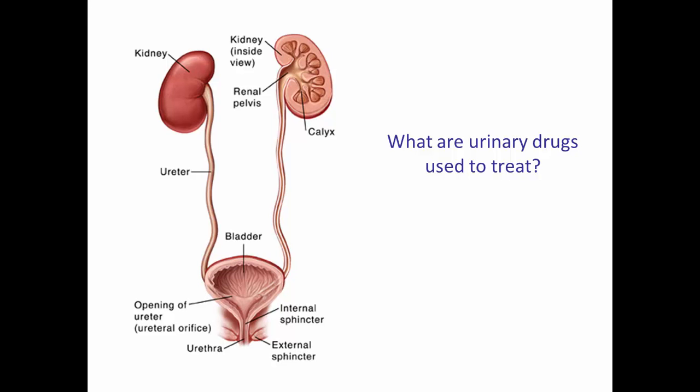So when we're looking at drugs that treat disorders of the urinary tract, we're looking at diseases of the kidneys, the ureters, the bladder, and the urethra. We're not going to deal too much with kidney disorders, but we will talk about disorders of the rest of the urinary tract. The most common disorder is a urinary tract infection, and more common in women than men, and we discussed that in physiology. That's because of the shorter urethra.